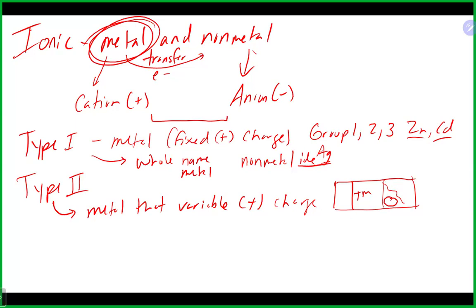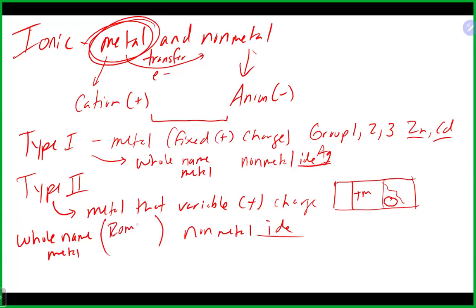Because they can have variable charges, we have to do an additional thing with the name. We still use the whole name of the metal, and we still do our non-metal with the -ide treatment at the end. The additional thing that we do in between is a Roman numeral. The Roman numeral indicates the positive charge on the metal. It is not how many you have of the metal or anything like that. It is what the positive charge would be if you took just one of the positively charged metals out.